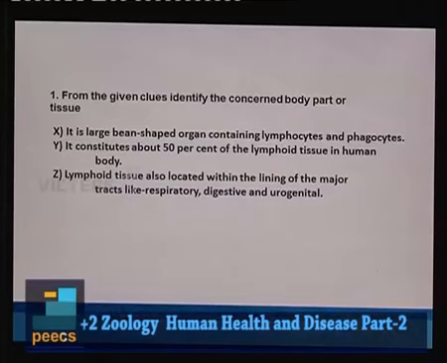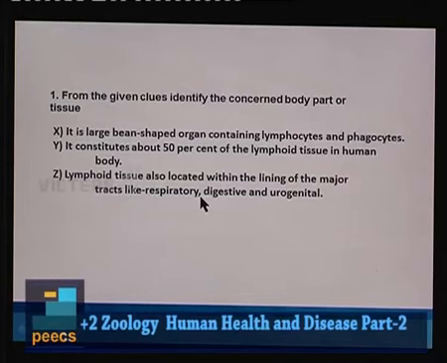Now, it is time for us to discuss some questions. First question: from the given clues, identify the concerned body part or tissue. Statement X: it is a large bean shaped organ containing lymphocytes and phagocytes. Statement Y: it constitutes about 50% of lymphoid tissue in the human body. The third statement: lymphoid tissue also located within the lining of major tracts like respiratory, digestive and urogenital.